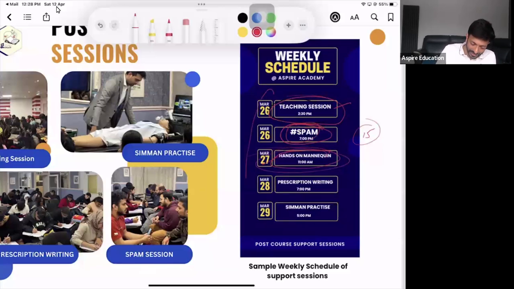So this is the schedule I'm giving you, from the week before last. This is what happened. On the 26th, this happened. On the 26th evening, this was happening. On the 27th, hands-on mannequin. On the 28th, there's prescription writing. So every week we have the prescription writing session happening as well.